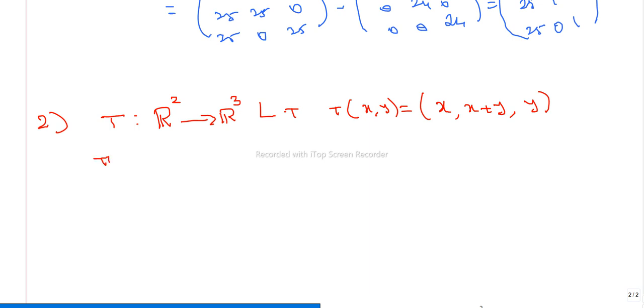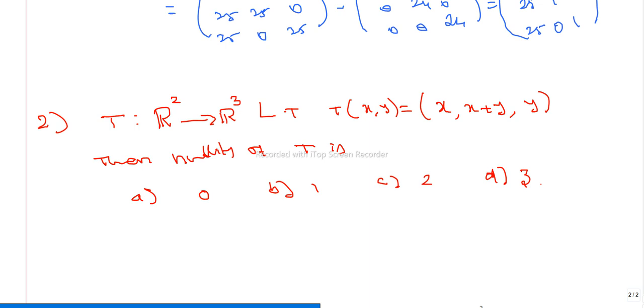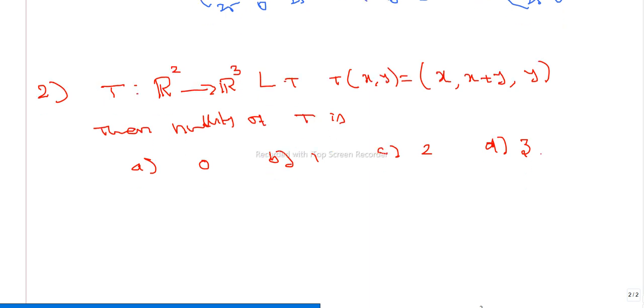The nullity of T is, first option is 0, 1, 2, 3. So what is the guess? What is the kernel? Kernel means the null space, the set of all x, y such that T of x comma y is 0. So therefore it should be 0.